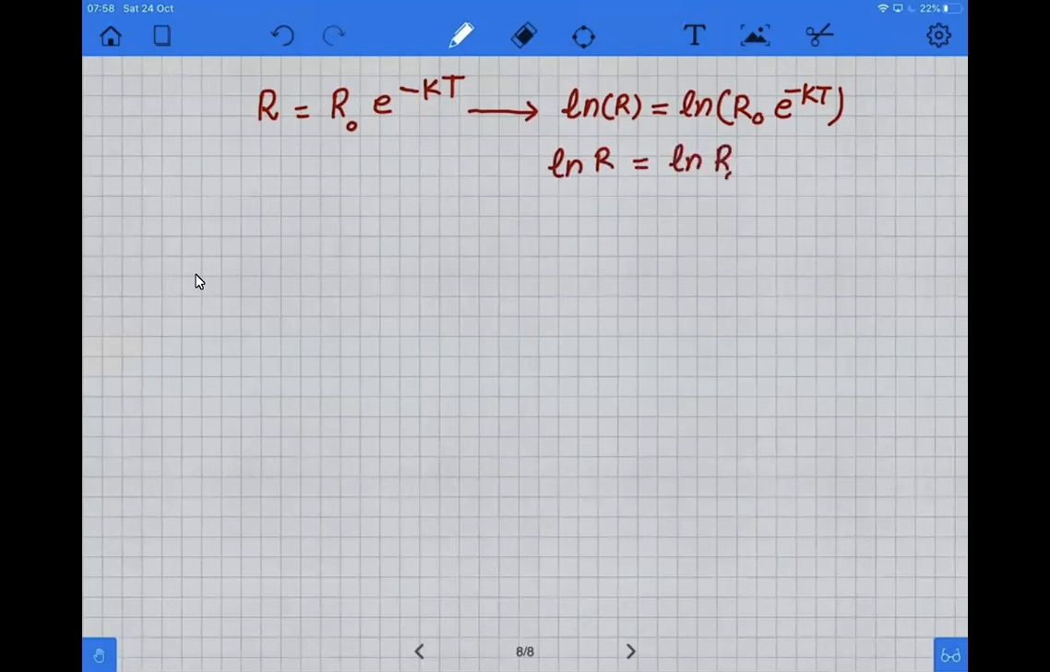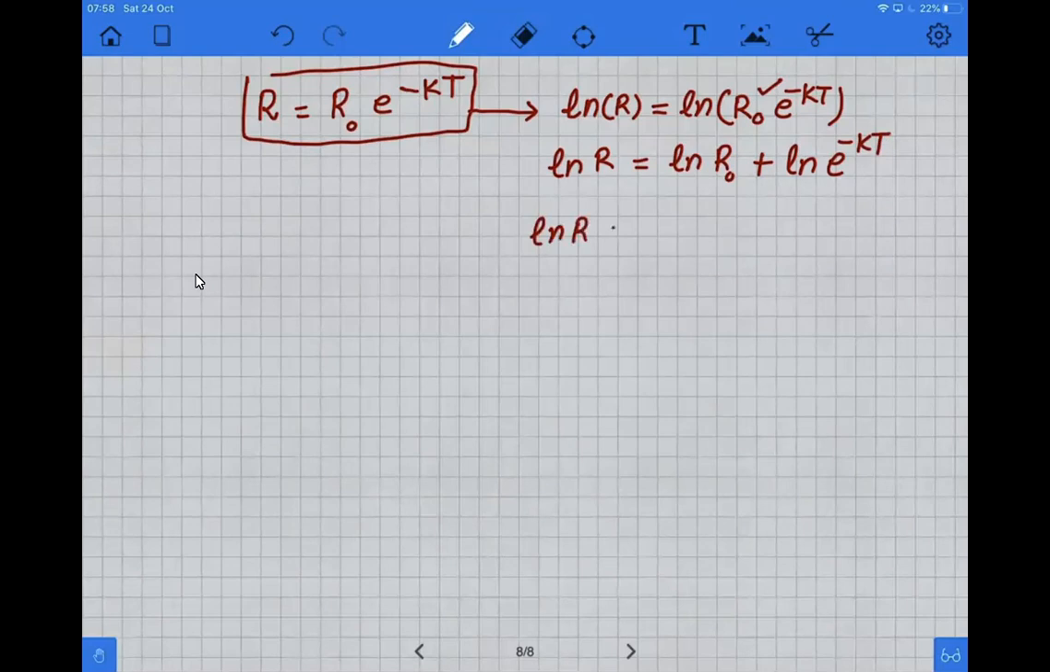Now, when we solve it, it will become natural log of r is equal to natural log of r naught plus, if it's log, then the product will become sum. And whenever you have e power and variables are in the e power, then you have to take natural log. Natural log of r naught plus natural log of e power minus kt. So finally, it will become natural log of r is equal to natural log of e power minus kt plus natural log of r naught.